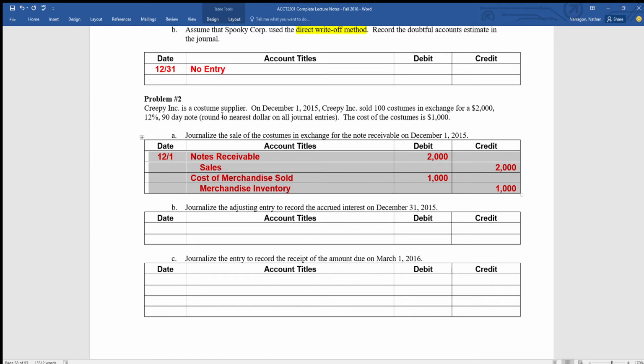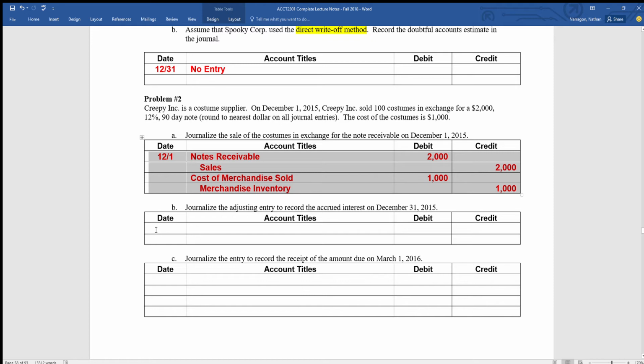So $2,000. Now we record the cost. So it cost us $1,000 to get those costumes to sell them later. So our cost of merchandise sold, again, could be cost of goods sold, however you want to go, same thing, was $1,000. We got to recognize the expense. Well, we have merchandise inventory that we no longer own. We have to record that as a credit. So watch out again with sales. Usually it's going to have 2 if it's a merchandiser.